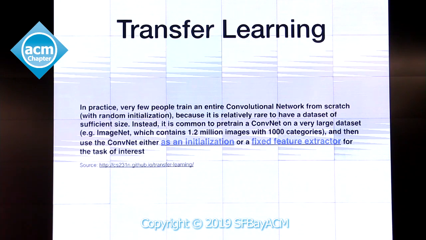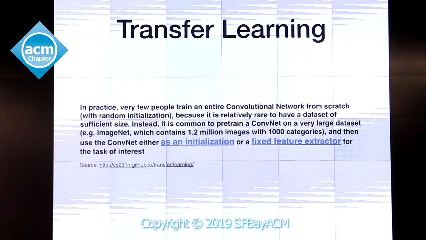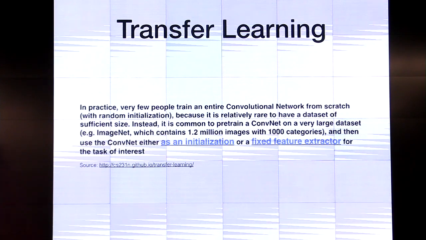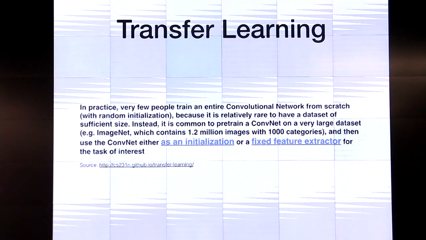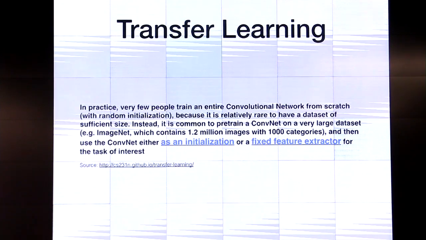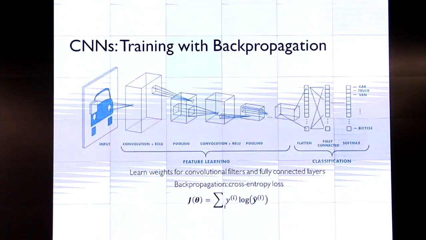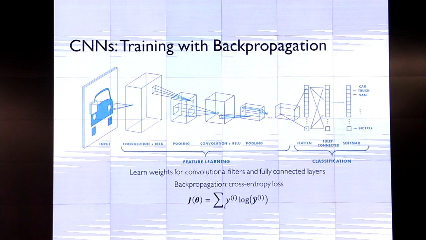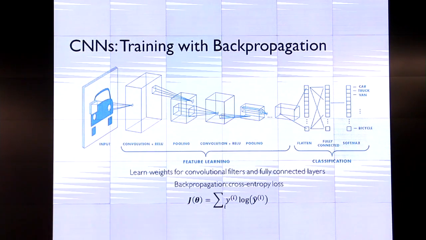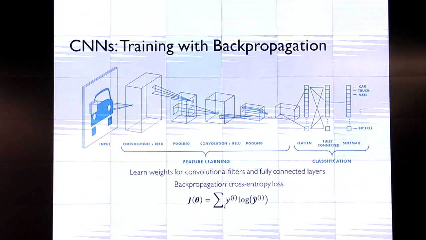Very few people train an entire CNN network from scratch, right? Because they don't have data, right? So it's very common to pre-train a model using ImageNet. When you pre-train a model using ImageNet, what do you get? I'll go back and forth on this. When you pre-train a model using ImageNet, you get weights or parameters for every one of those layers trained for 14 million, with 40 million images.